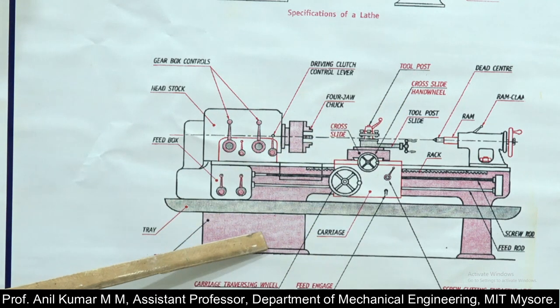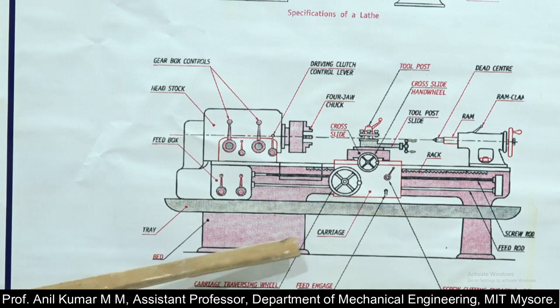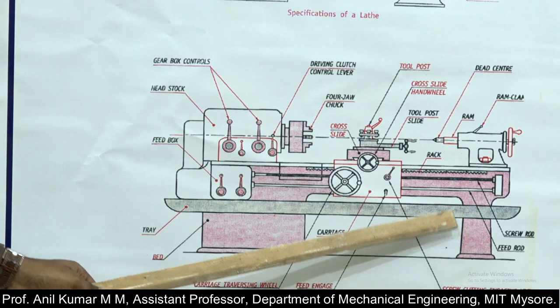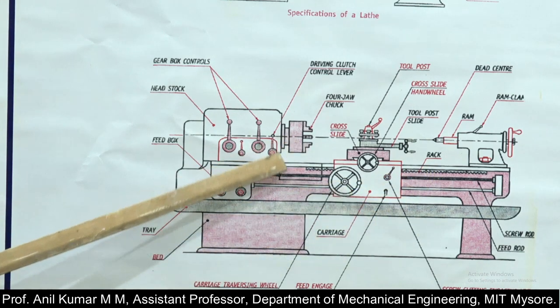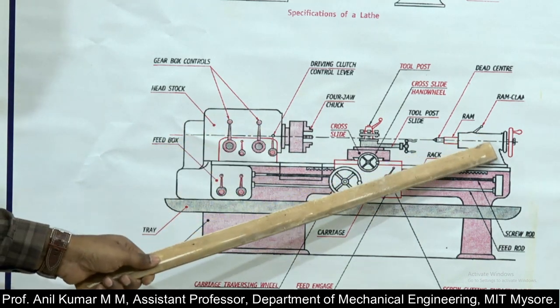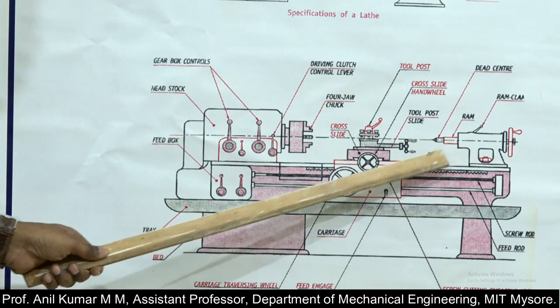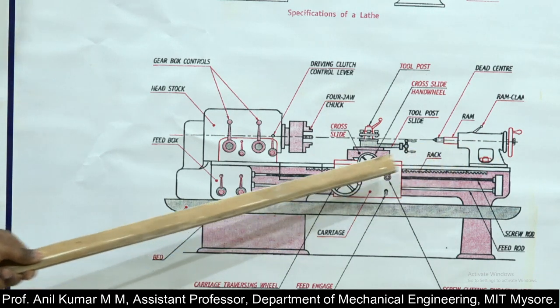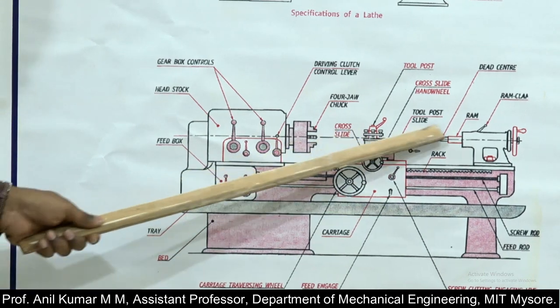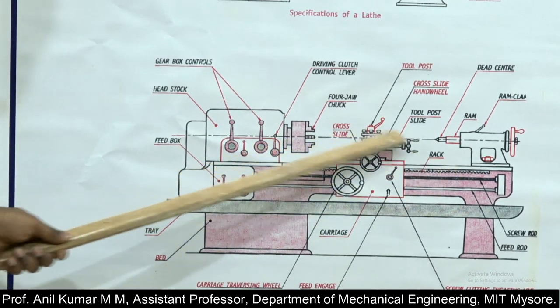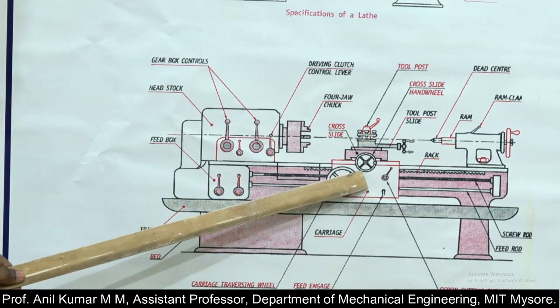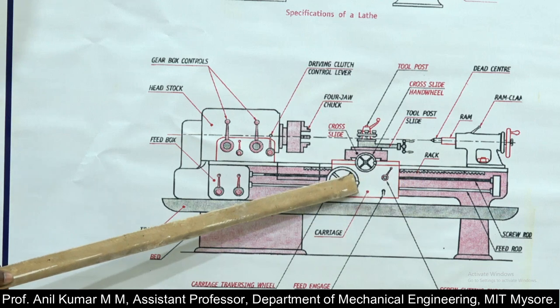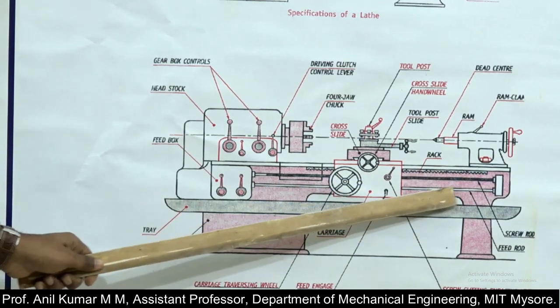At the top of the bed, guideways are provided. There are two guideways: the inner guideways and the outer guideways. The headstock and the tailstock are mounted on the inner guideways and are perfectly aligned with each other. The carriage is mounted on the outer guideways. This carriage will move in the horizontal direction.